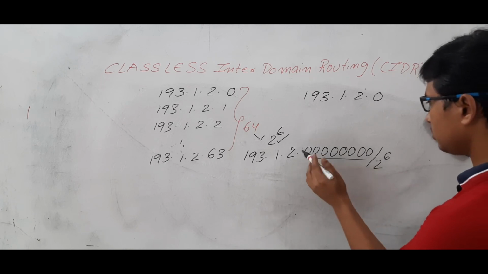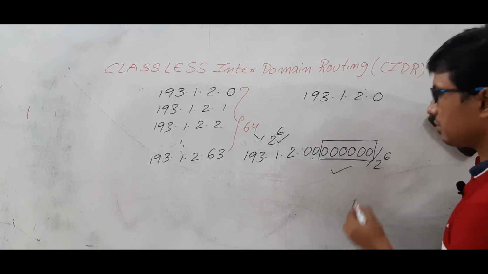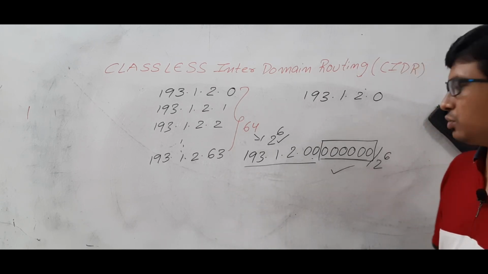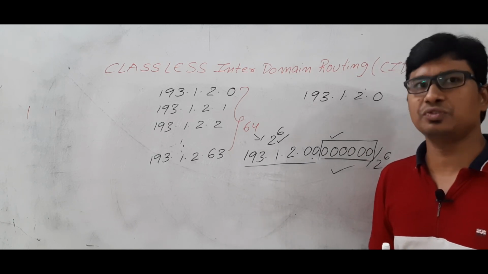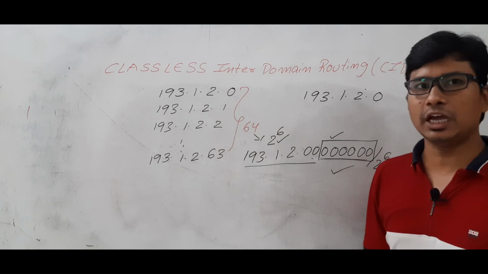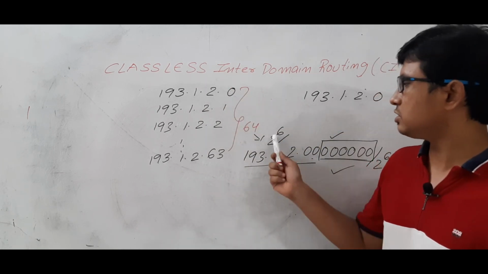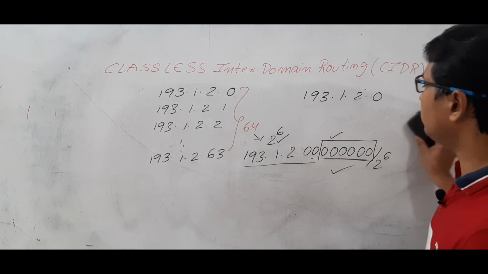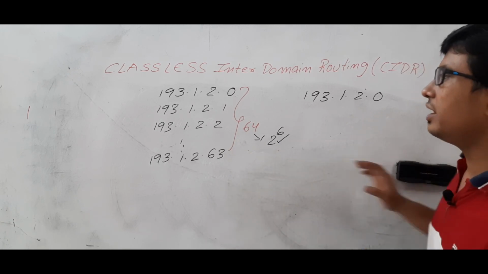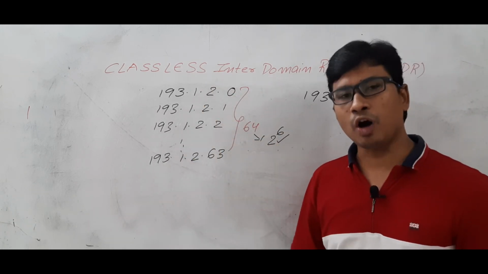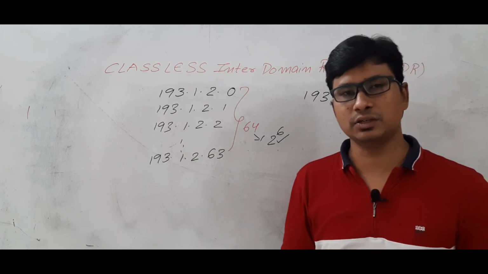Because 6, where is 6? These 6 zeros are there. So I can say that this is the remainder and the remaining part will be the quotient. If the remainder is 0, what can I say? The first IP address in the block is successfully divisible by the entire block size, which is 2 power 6. So I can say that even the third rule is also satisfied. If the third rule is also satisfied, I can take this block of IP addresses and assign it to someone.